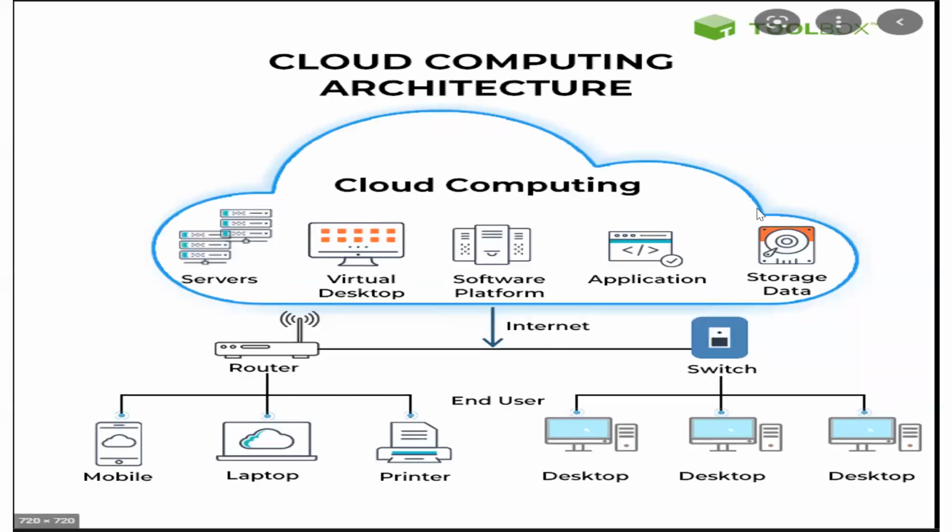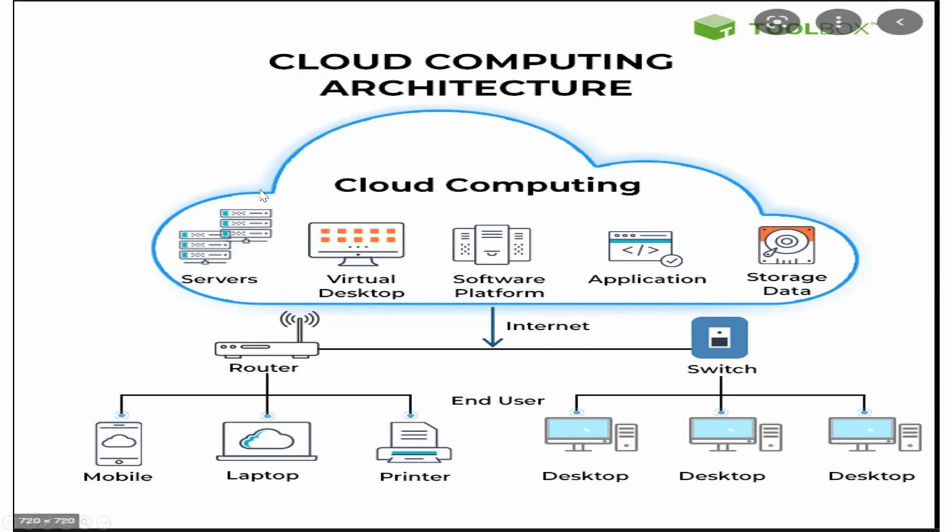It's like utilities. What we care about is we just pay for what we use, right? We don't worry about so many details, how they make the electricity, how they transfer it, or the gas. We don't worry about where they dig it, how they transport it, right? We just use it and pay for it. That's it. So, cloud computing architecture, again, you can see servers, virtual desktop, software platform, applications.